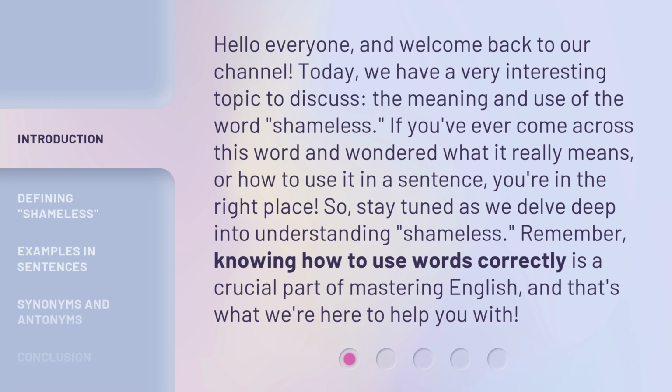Today, we have a very interesting topic to discuss: the meaning and use of the word shameless. If you've ever come across this word and wondered what it really means, or how to use it in a sentence, you're in the right place. So, stay tuned as we delve deep into understanding shameless. Remember, knowing how to use words correctly is a crucial part of mastering English, and that's what we're here to help you with.